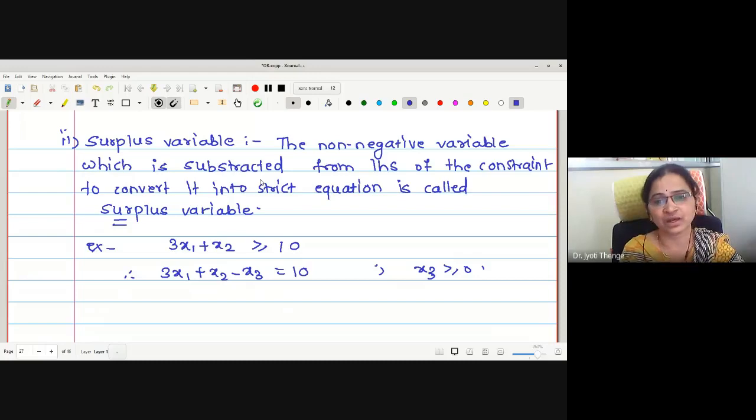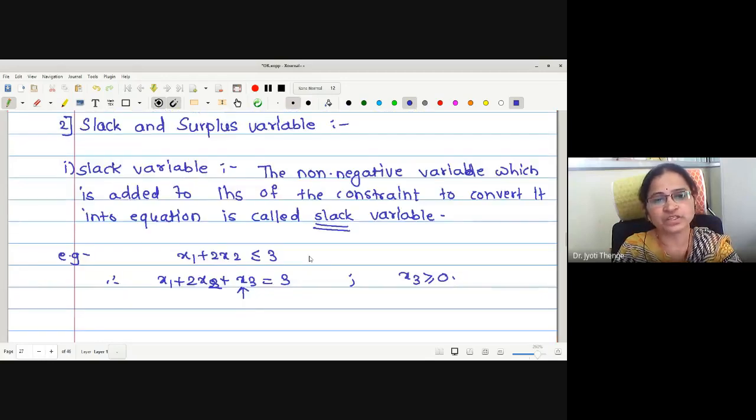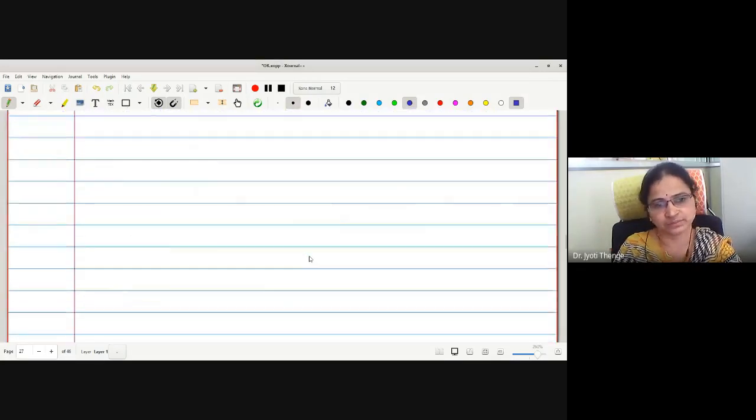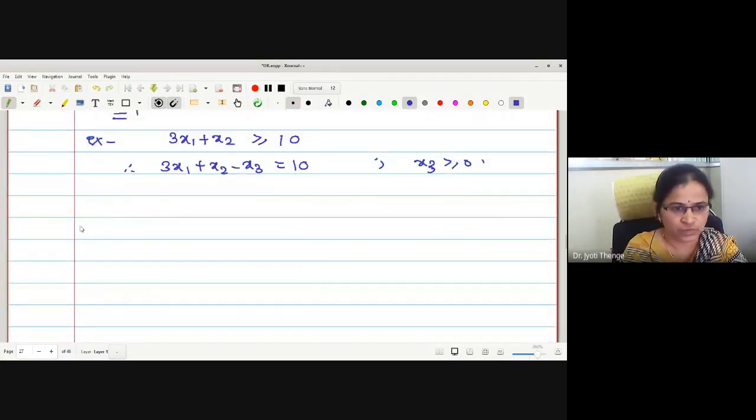And once we convert all the constraint inequalities to equations, we can solve those equations. Rather, it will be a system of simultaneous linear equations, which we can solve very easily. Any doubt with the two definitions, slack variable and surplus variable? The variable which is added on the left hand side is called slack. The variable which is subtracted is called surplus variable.